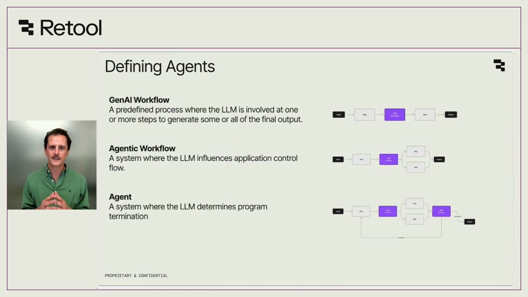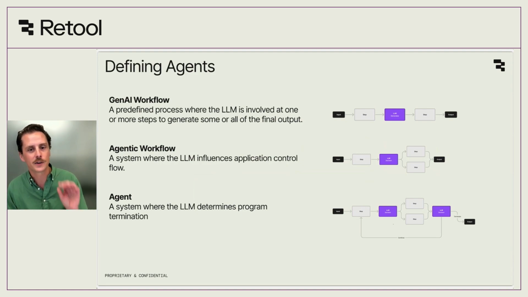So we've defined these three categories of applications. We have the Gen AI workflow, where the LLM is involved in generating some or all of the final output. We have the agentic workflow, where the LLM influences the application control flow. And we have the agent, where the LLM determines program termination. So agents are exciting, and there's a ton of potential.